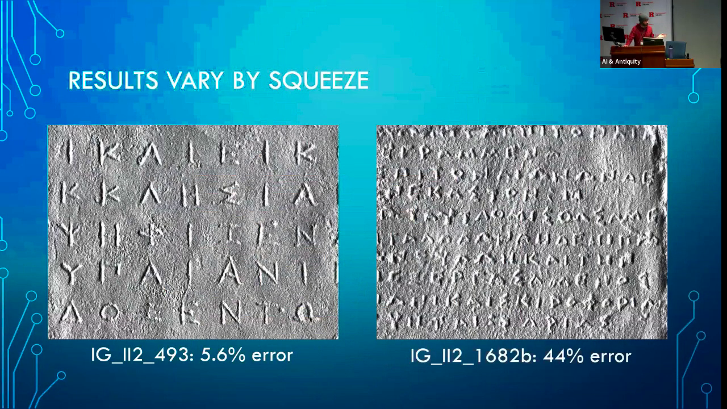The results vary by squeeze. If you've ever looked at inscriptions, this is going to be a little bit self-evident because some inscriptions, you can't see a single letter on them, and some are beautiful and brilliant and you don't worry about it at all. So here on the left, there's one that's got a very low error rating. The letters are all large, evenly spaced, very clean. On the right, you have tiny cramped letters that are not evenly spaced at all, much higher error rate.